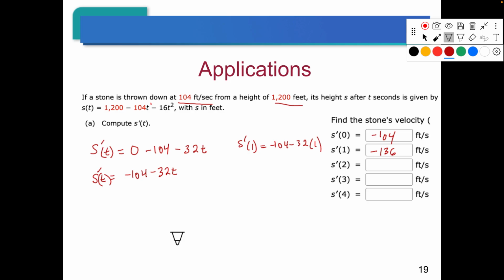If I do it this way, I come in here, I'll just clear all this other stuff out. So if I put that in here, so it's negative 104 minus 32x instead of t. So I put in the derivative function. I can then just go over to my table. Let me go to table set. I'm going to have it start at 0. I'm going to have it change by 1, and I'm going to put it on auto so that I go second table, and now I've got all my answers right here.